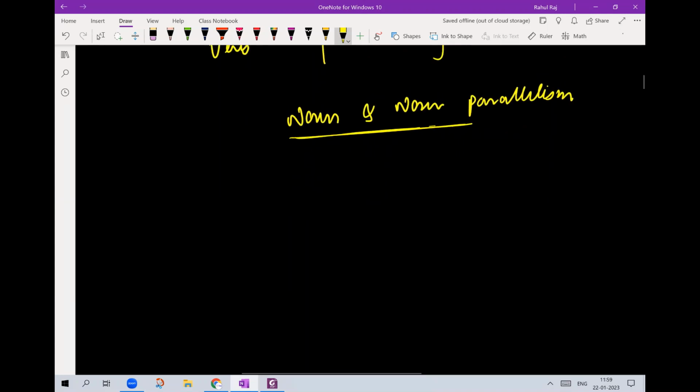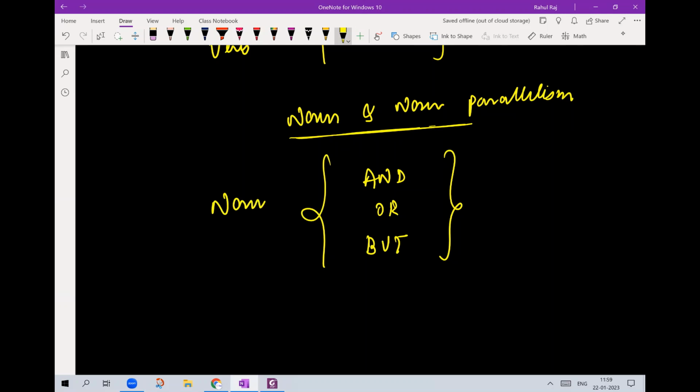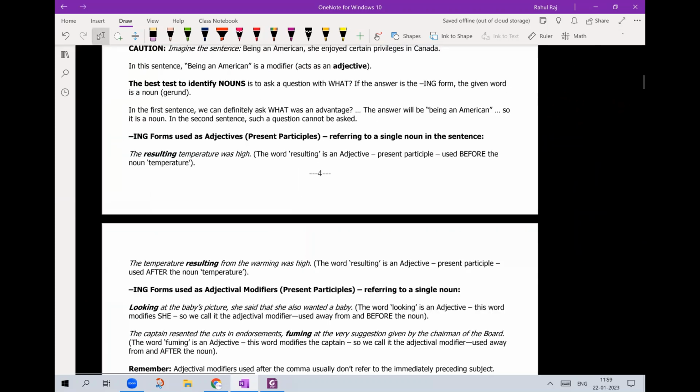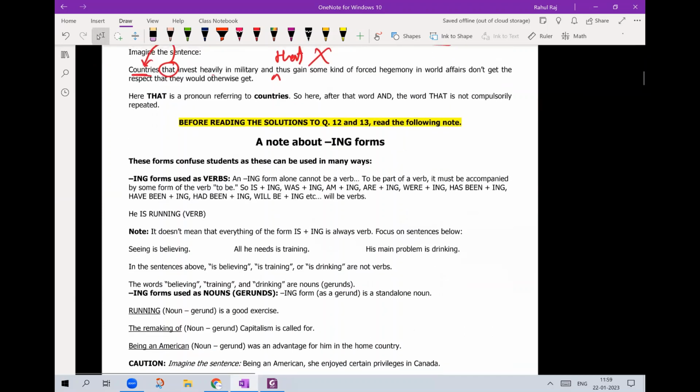So noun and noun parallelism means simple. There's an and, there's an or, there's a but. And if you are using a noun on the left hand side of and, or, or but, you should be using a noun on the right hand side too. It looks very simple and easy in listening, but it can get very complicated. Now come down to the theory part.